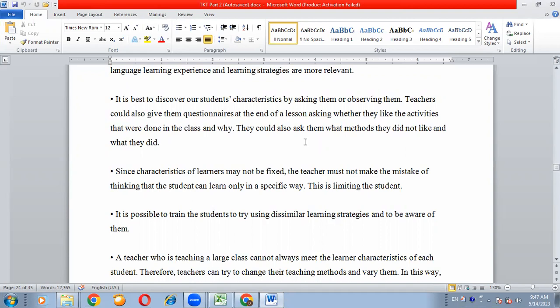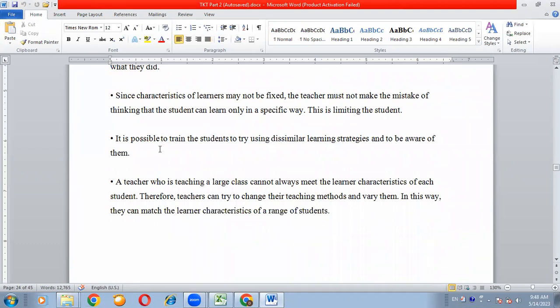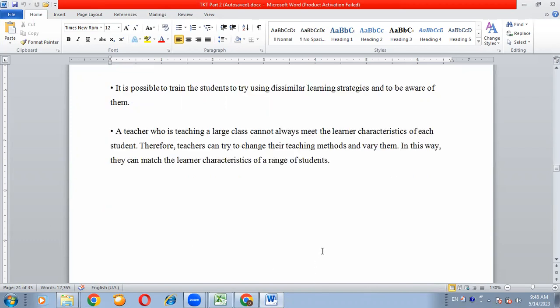In the classroom it is possible to train the students by using dissimilar learning strategies and to make them aware of them. A teacher who is teaching a large class cannot always meet the learner characteristics of each student. ළමයි ගාන වැඩි නම් ටිකක් අමාරුයි. Therefore, teachers can try to change their teaching methods and vary them. By using various methods in this way, they can match the learner characteristics of a range of students.